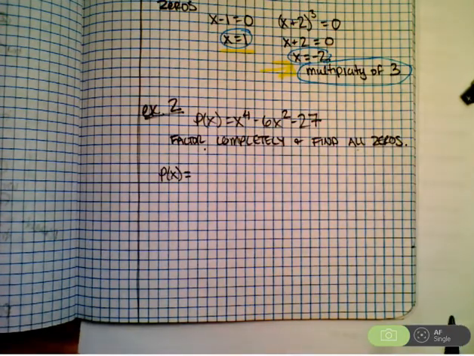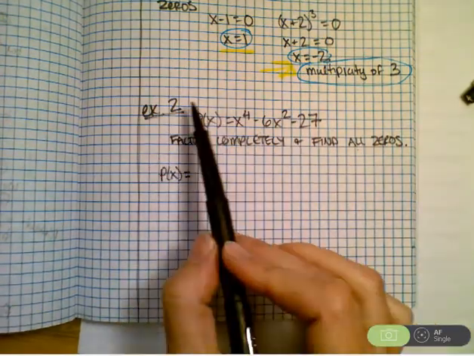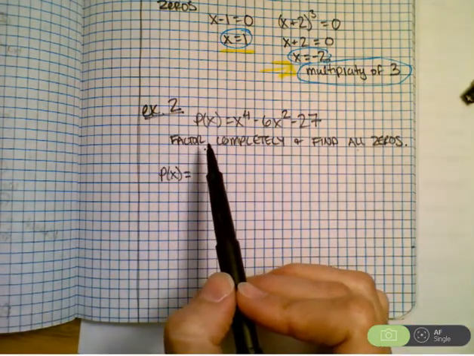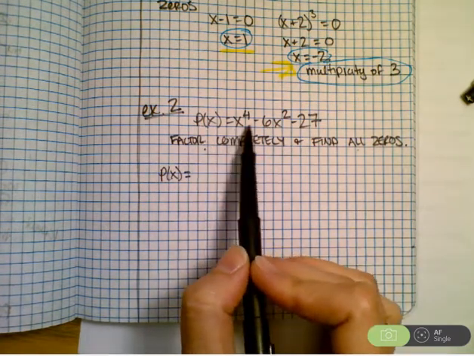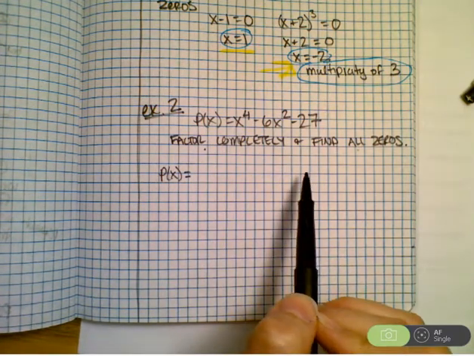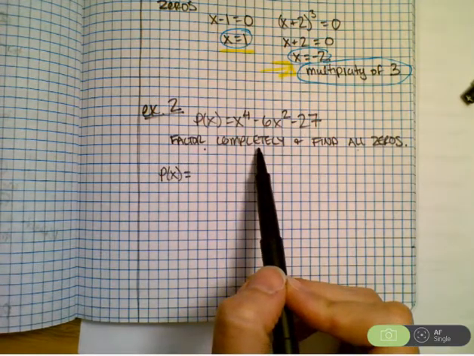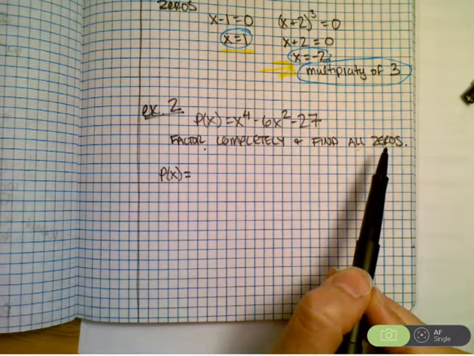Okay, I want to show you one more example, and this one magically appeared, I know, in front of you, but you can stop and take a minute and write it down. So we have p of x equals x to the 4th minus 6x squared minus 27, and again we're trying to factor completely and find all the zeros.